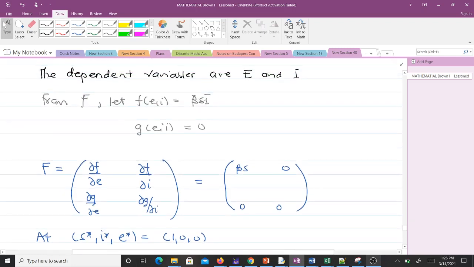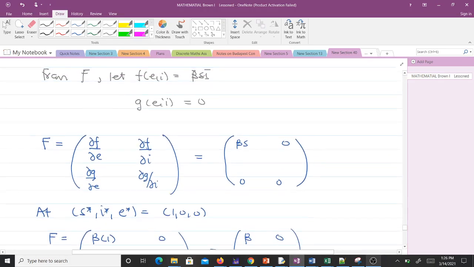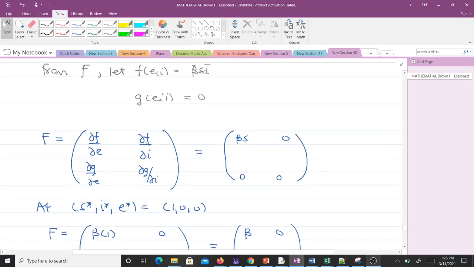So doing that will give us, so when differentiated with respect to E, okay, so differentiating this with respect to E will give us 0, and with respect to I will give us beta S. So that is this our F. Okay, and since our g is 0, all of them will give us 0, 0.